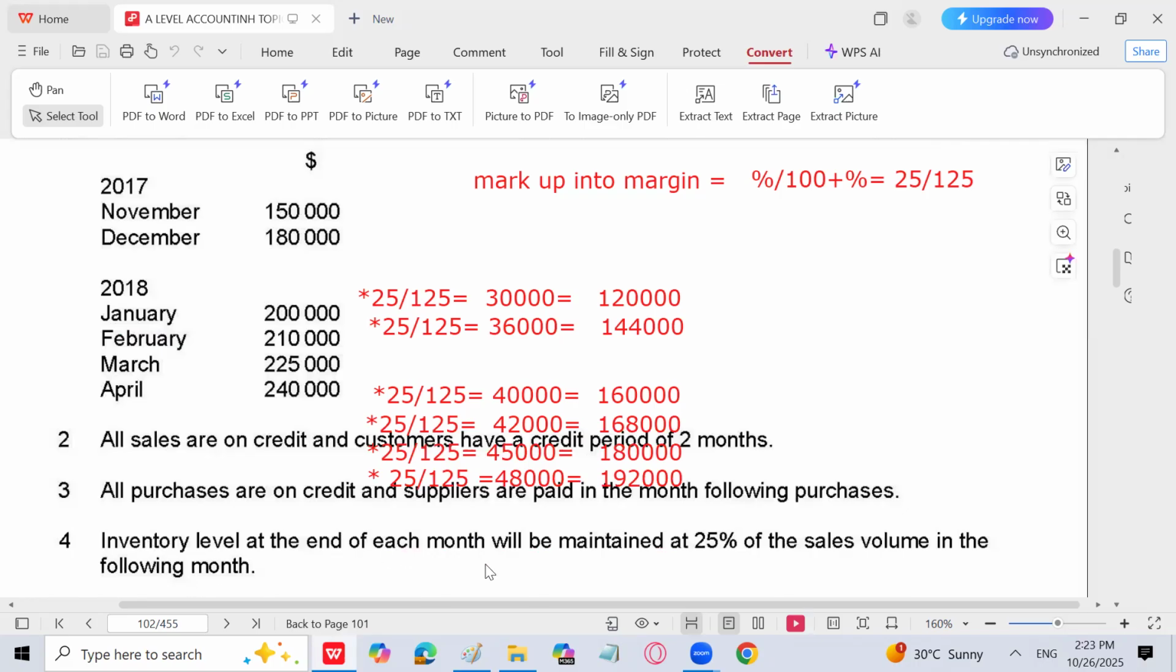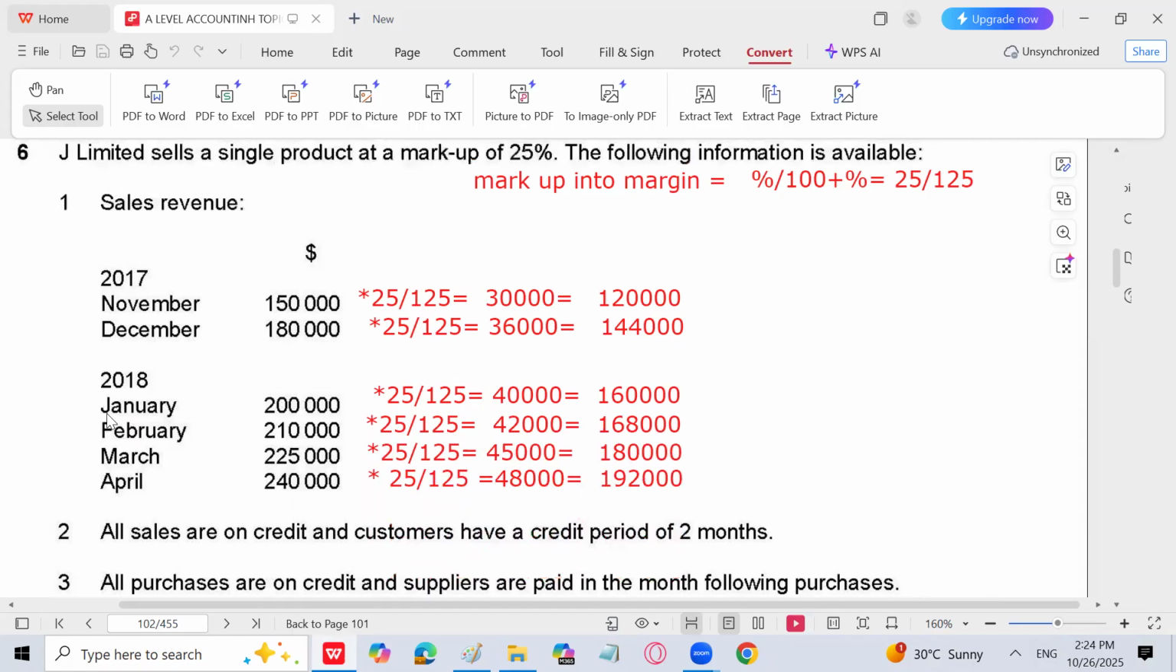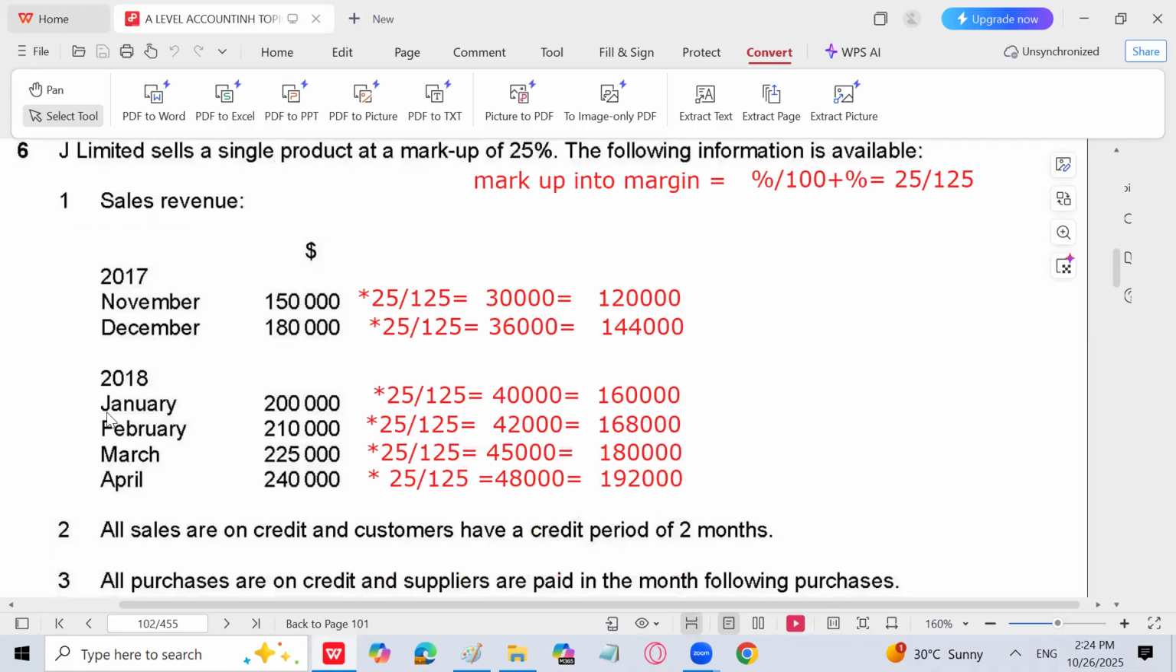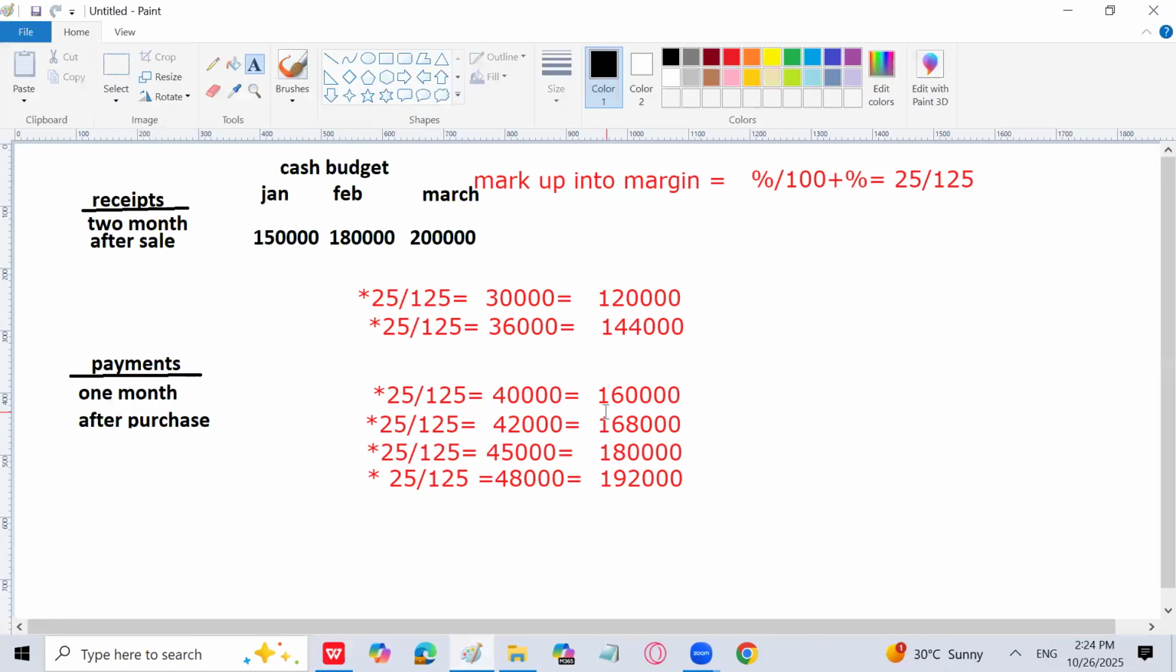Inventory level at the end of each month will be maintained at 25% of the sales volume in the following month. So it is clearly stated that closing inventory is 25% of the next month sales volume. Next month sales means next month's units sold, next month's sales amount, next month's cost of sales. Because we are going to find the purchases at cost, and we have already found the cost of sales. So we have to go reverse, not by taking sales. We will go reverse by taking the cost of sales.